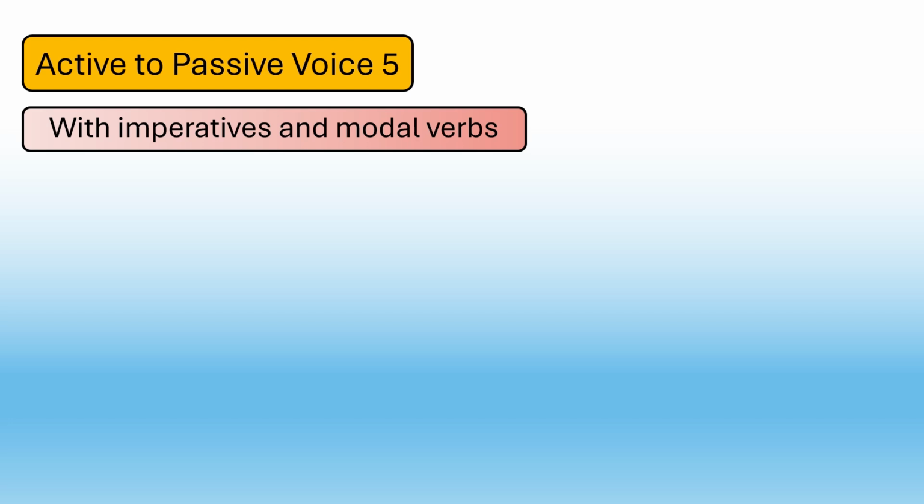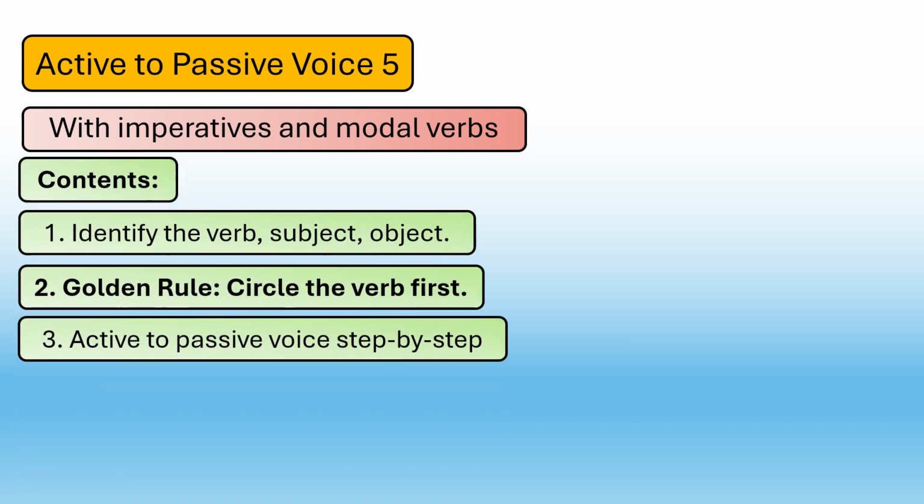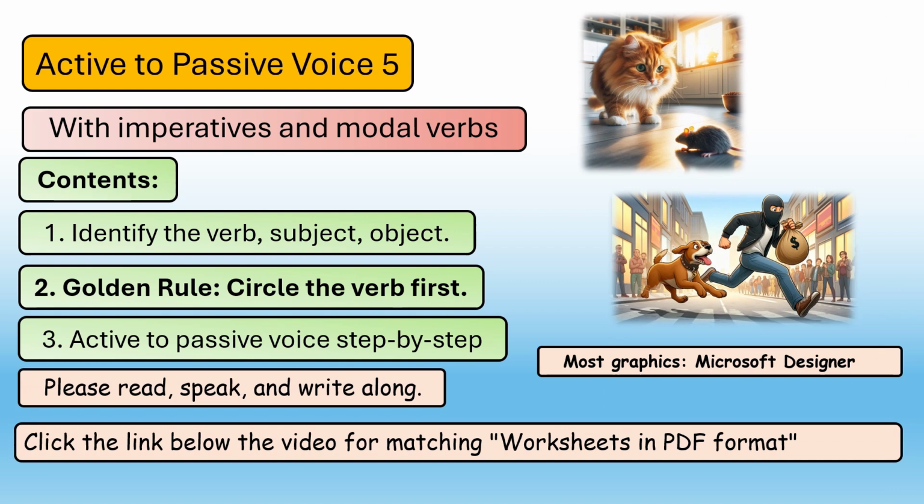Active to passive voice 5 with imperatives and modal verbs. Contents: 1. Identify the verb, subject and object. 2. Remember the golden rule? Circle the verb first. 3. Active to passive step by step. Please read, speak and write along. Click the link below the video for matching worksheets in PDF format.